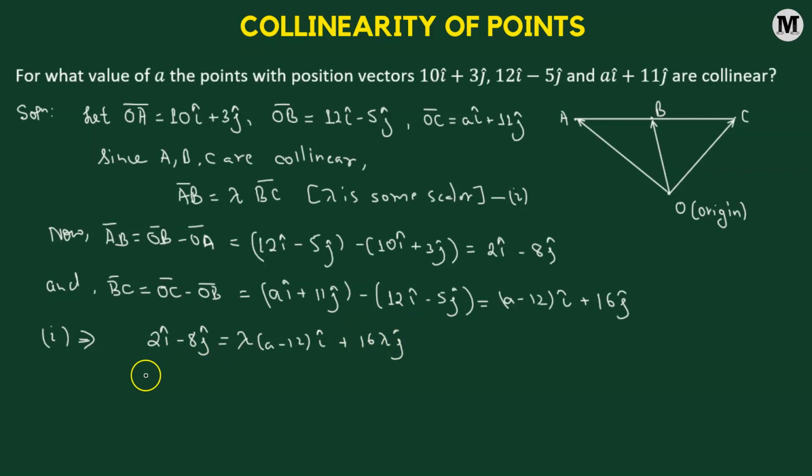So we can rewrite the terms. We have 2 minus A times lambda plus 12 lambda, multiplied to i cap, and then we have negative 8 minus 16 lambda, j cap, equals the null vector 0. We have to be very careful here. This is going to be a null vector because on the left hand side we are operating with vectors. That means we're taking the difference of 2 vectors, so on the right hand side also we must get a vector.